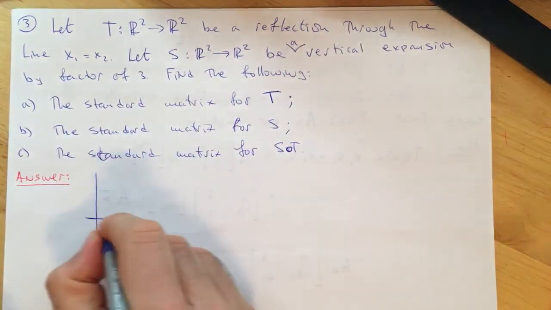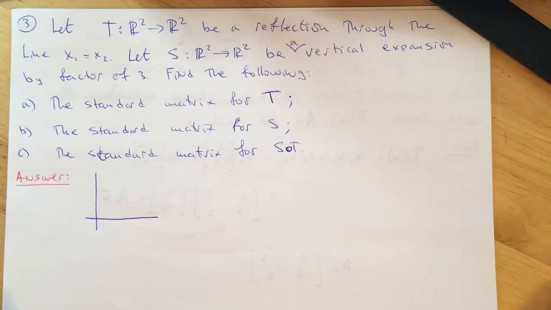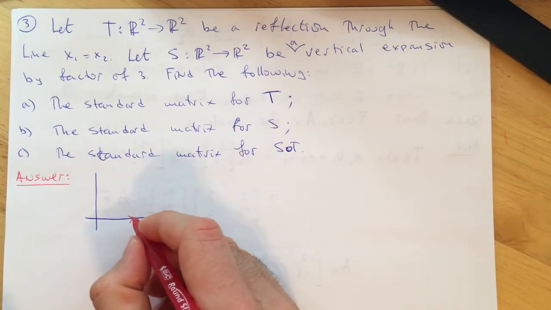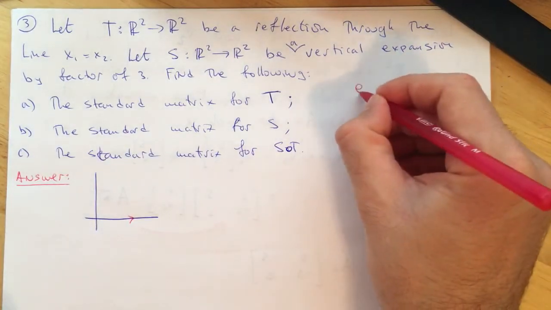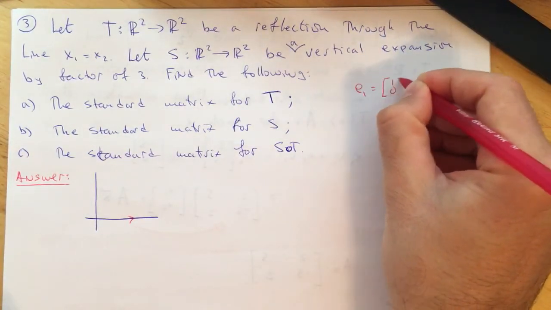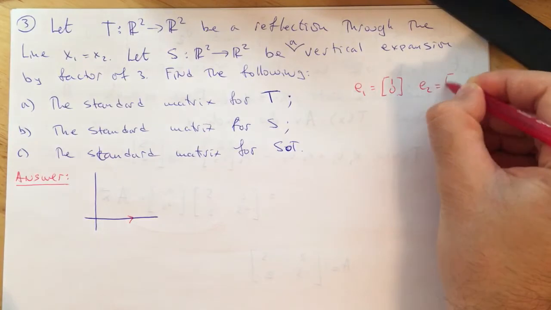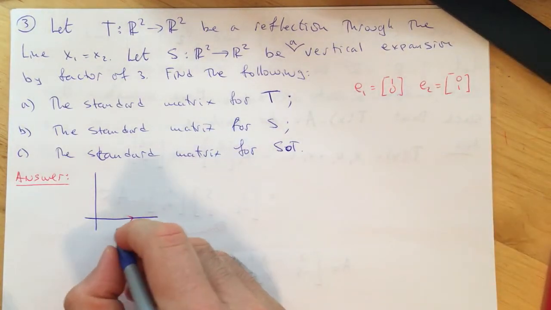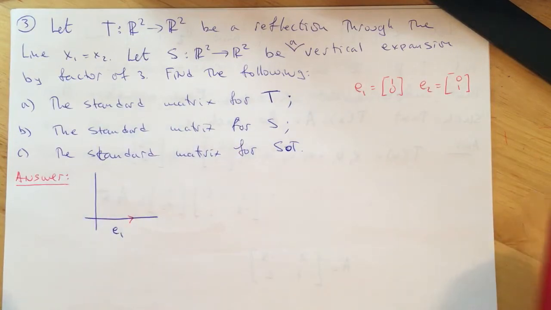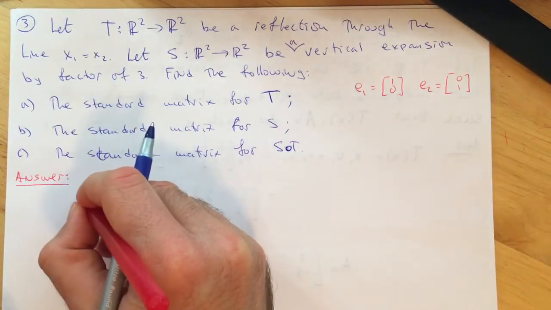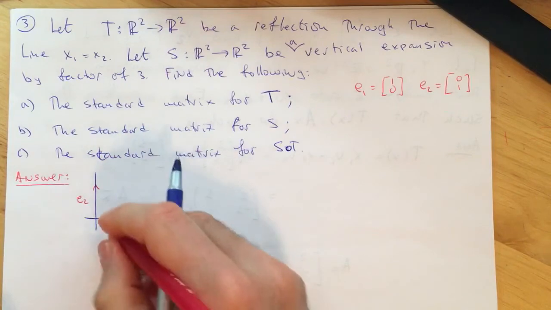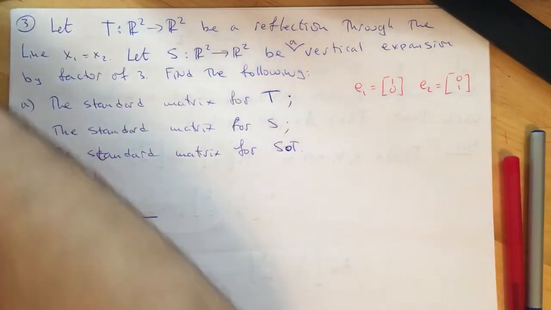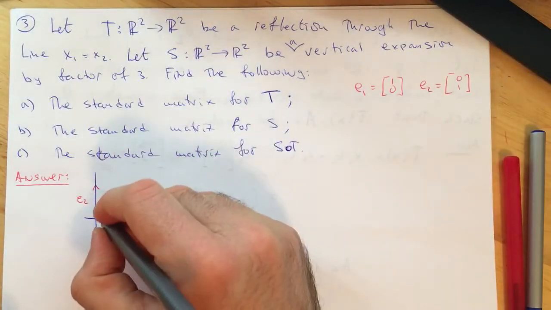Okay, so in 2 dimensions, those are the vector e1, which is 1, 0, and e2, which is 0, 1. So this is the vector e1, and here is the vector e2. So 1, 0, and 0, 1. Okay, and we want to reflect them over the line x1 equals x2.